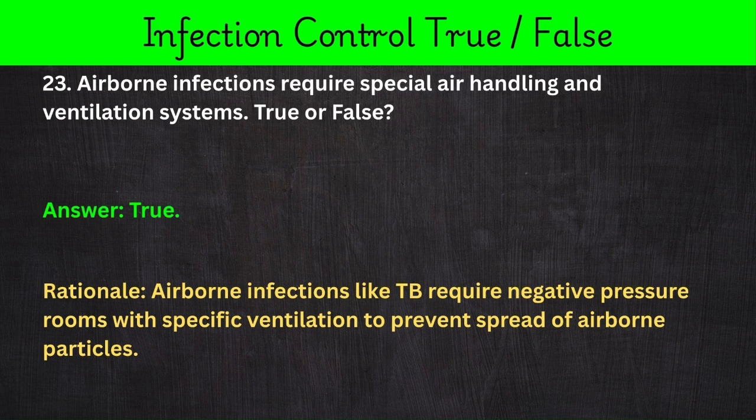Airborne infections require special air handling and ventilation systems. True or false? Answer: true. Rationale: airborne infections like TB require negative pressure rooms with specific ventilation to prevent spread of airborne particles.